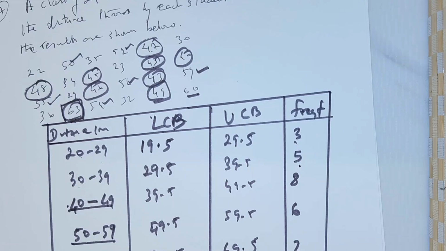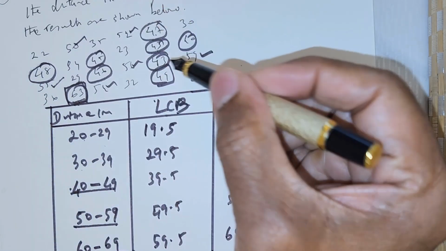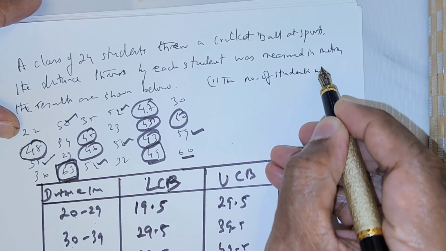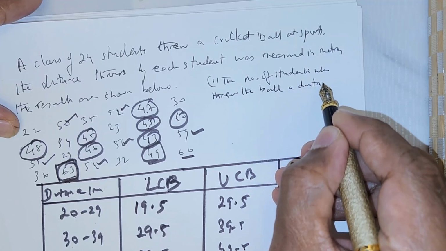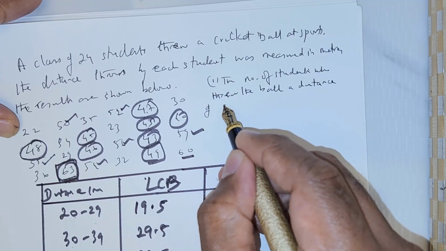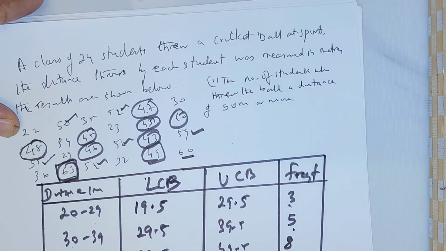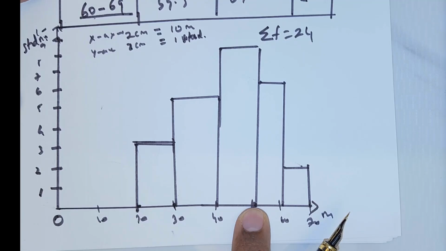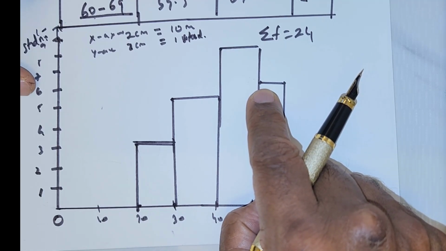Okay, so having got that, now the next question is the number of students who threw the ball. Let me write that. The number of students. This is a question. Okay, we need to find the number of students who threw the ball a distance of 50 meters or more. Okay, so 50 meters or more, right? So who are the people who have actually crossed 50 meters and more? So there are already 6 students who have crossed 50 meters.